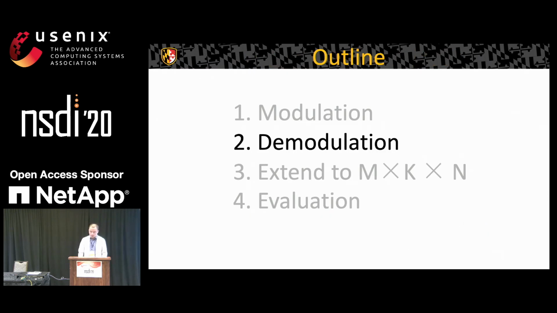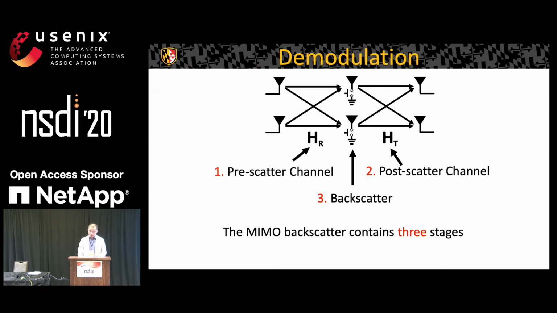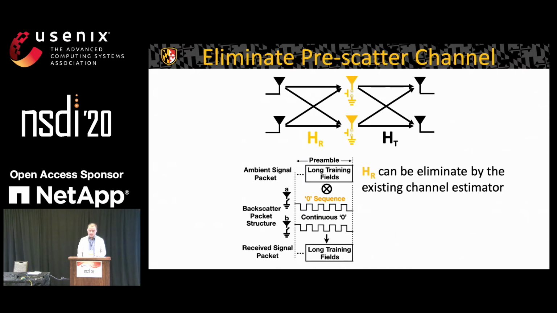Next, let's talk about the demodulation. Demodulation can be divided into 3 stages. The first stage is to eliminate the pre-scatter channel. The second stage is to eliminate the post-scatter channel. The third stage is to extract the backscatter data. To eliminate the pre-scatter and post-scatter channels, we propose a special backscatter packet structure.